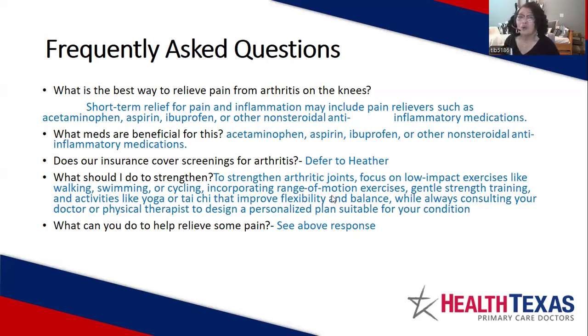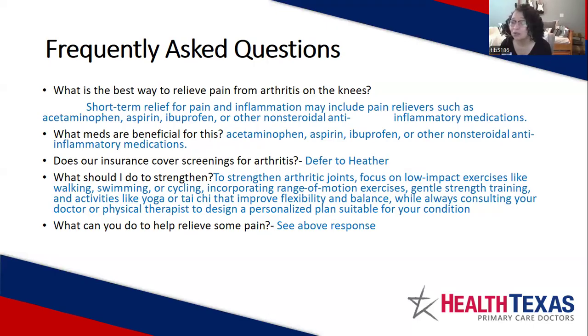Okay, one of the other questions: what should I do to strengthen? Well, to strengthen the arthritic joints, we need to focus on low impact exercising. Again, one of the best recommendations that we can make, believe it or not, is swimming. Swimming doesn't provide the pressure on the joints that weight-bearing exercises do. But if you're not a swimmer, walking, cycling, range of motion exercises, gentle strength training.